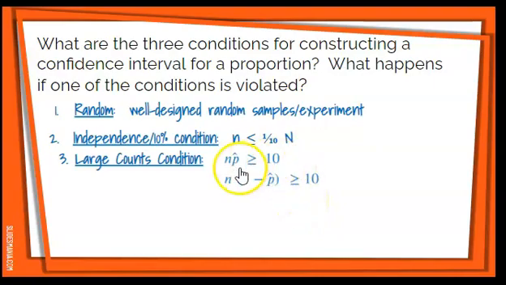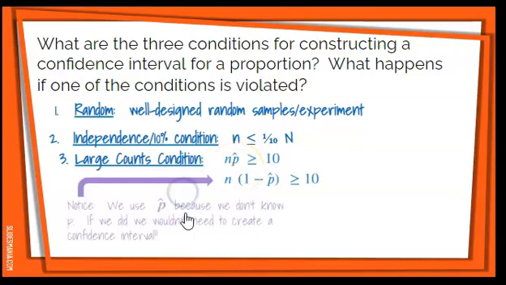Now, what's different here is in the previous chapter we used p right here instead of p hat. But here's the deal. If we're estimating the parameter, that means we don't know the parameter. All we have to use is the p hat, the statistic from our sample. That's the best we can do when we're doing a confidence interval. So when you do large counts, you're going to use p hat when doing a confidence interval.